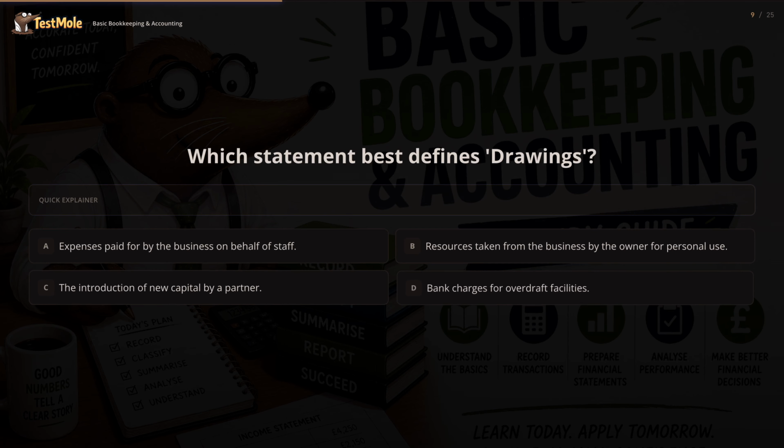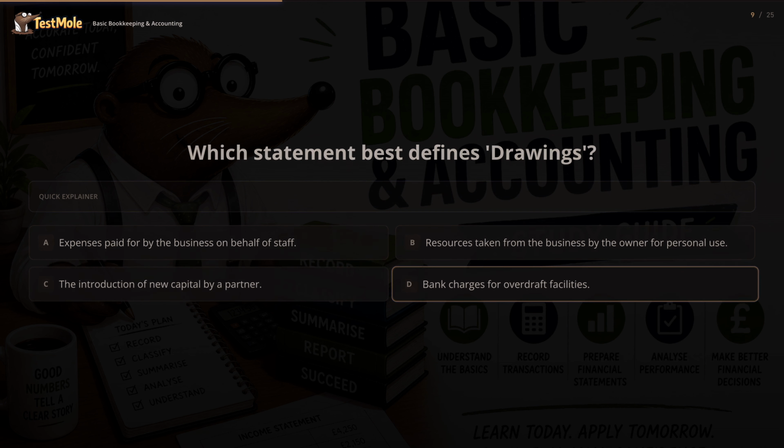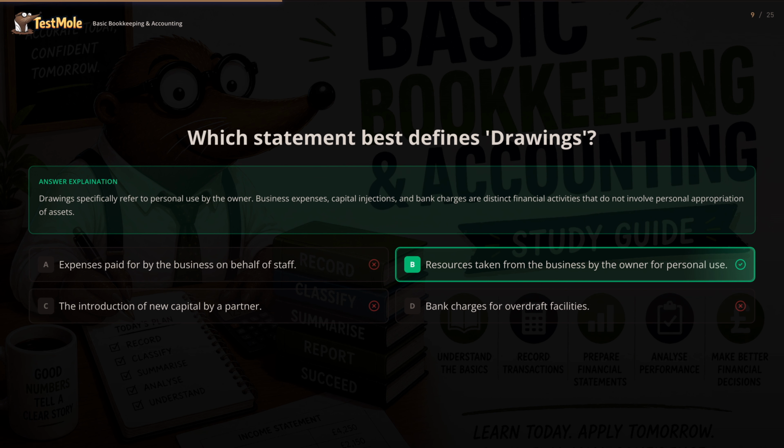Here are the options. A. Expenses paid for by the business on behalf of staff. B. Resources taken from the business by the owner for personal use. C. The introduction of new capital by a partner. D. Bank charges for overdraft facilities. The answer is B. Drawings specifically refer to personal use by the owner. Business expenses, capital injections, and bank charges are distinct financial activities that do not involve personal appropriation of assets.